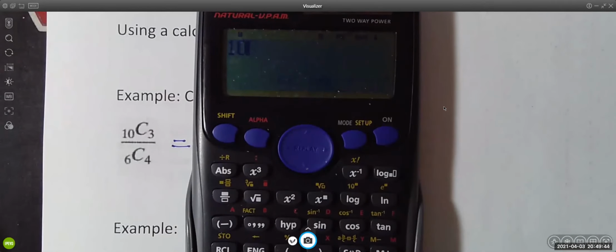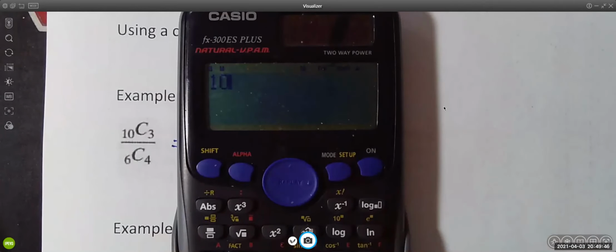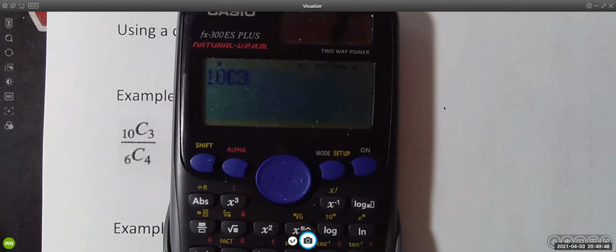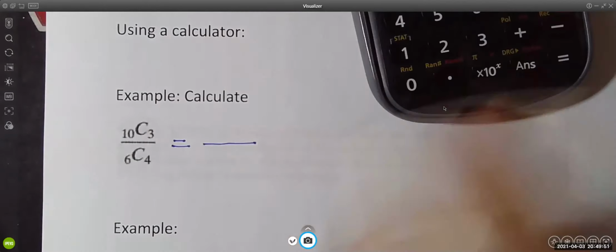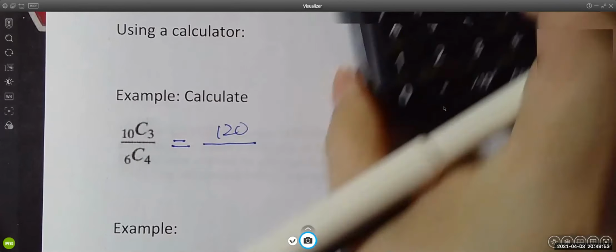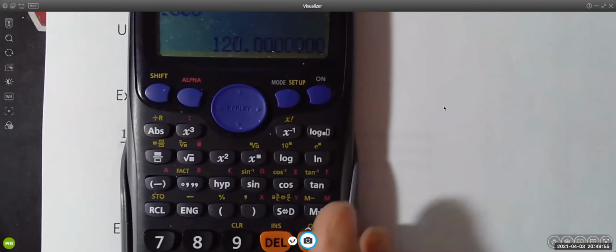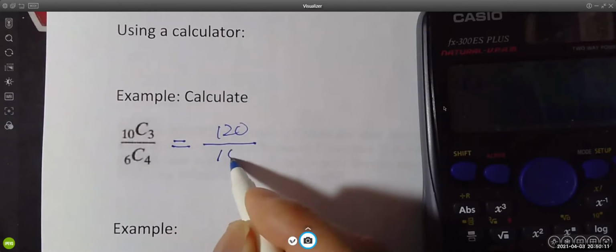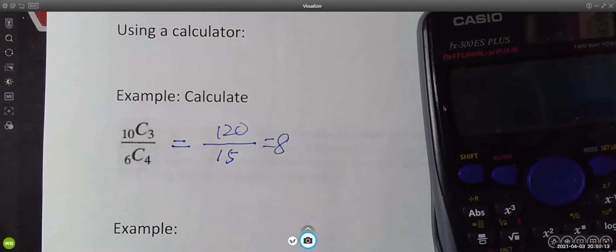Select 3 out of 10. Always input n. Select 3 out of 10. We get 120. Then select 4 out of 6. This should be 15. Let's try that. Select 4 out of 6. Yeah, 15. 120 divided by 15 is 8. So the answer is 8.